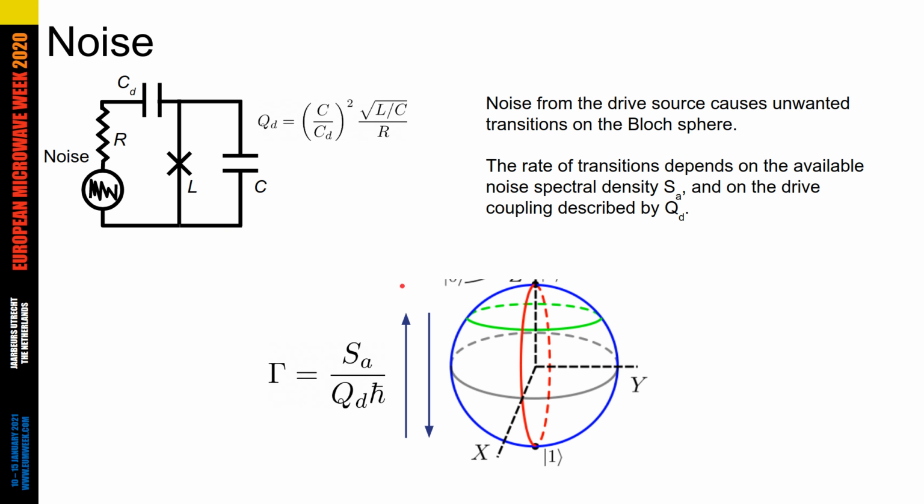The formula for gamma is given here. You can find this formula using arguments similar to the ones I made in the previous slide. S_A is the available noise power from the source at the qubit frequency. I'm sorry, I should have said it's the available noise spectral density at the qubit frequency. And Q_D and h bar are just as before.